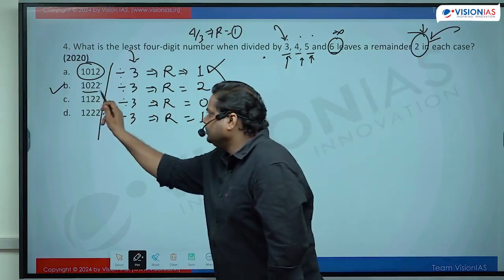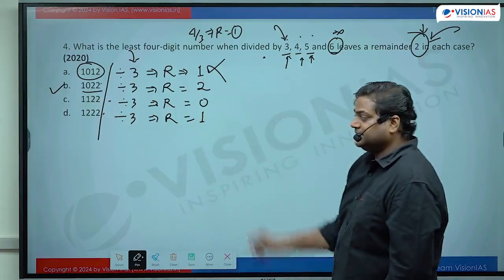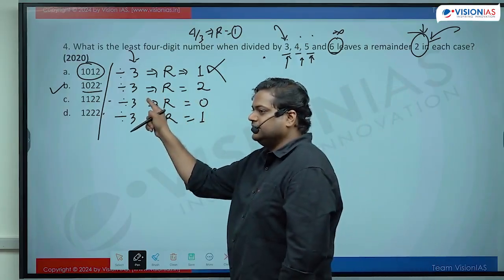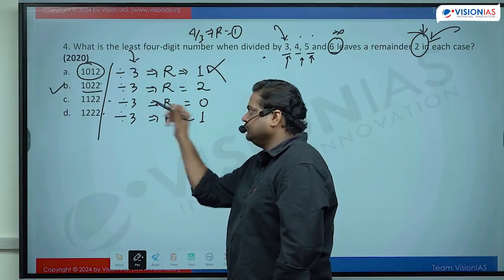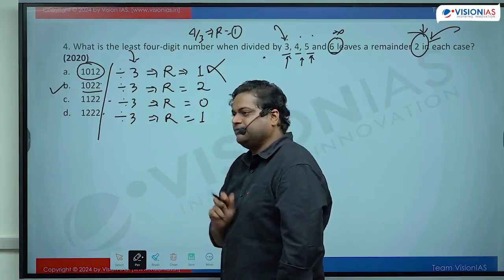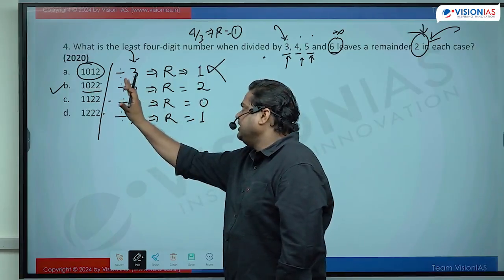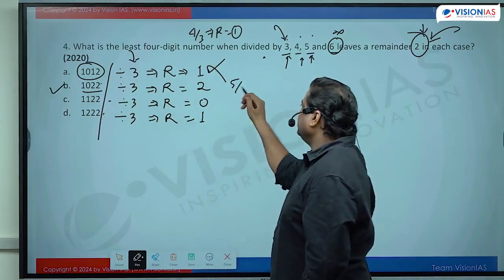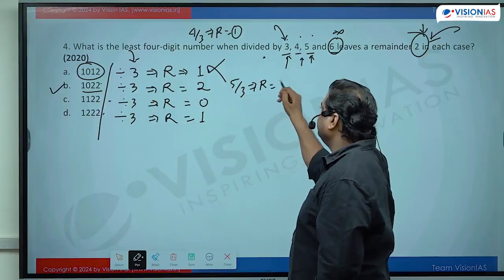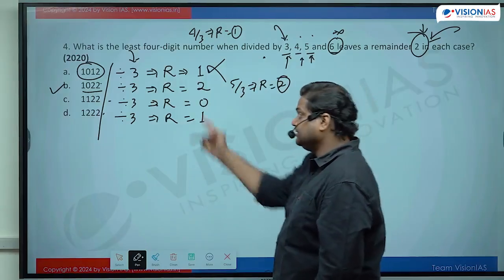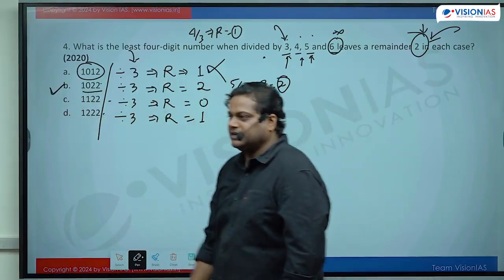We will take 1, 0, 2, 2. If this is the number, if we divide by 3, the remainder must come 2. 2 plus 2 plus 1, 5. If we divide 5 by 3, what remainder are we going to get? 2. This is a possibility that this can be our correct answer.